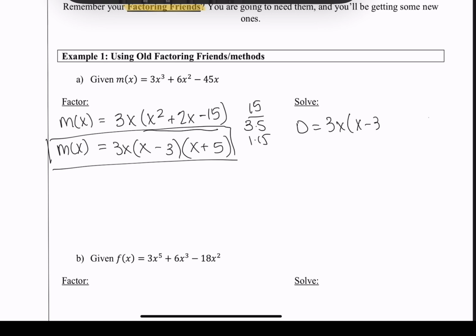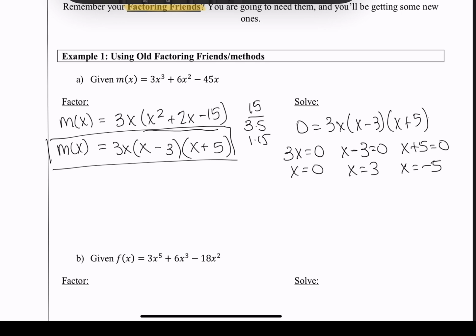Next, I'll end up using my zero product property. Looks like I have 3 factors here. Each one of them would have to, or could, equal 0 in order for this product to equal 0. Solve each one of them. Well, the first one, x equals 0. The next one, x equals 3. And the last one, x equals negative 5.